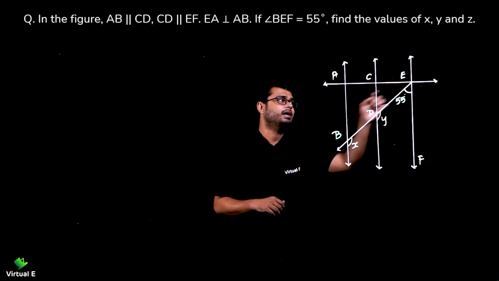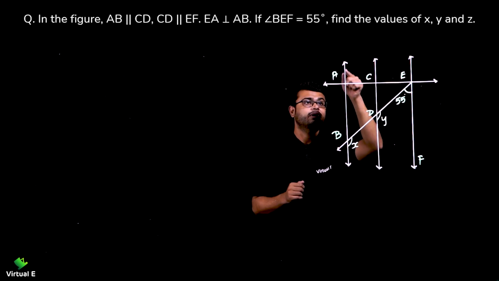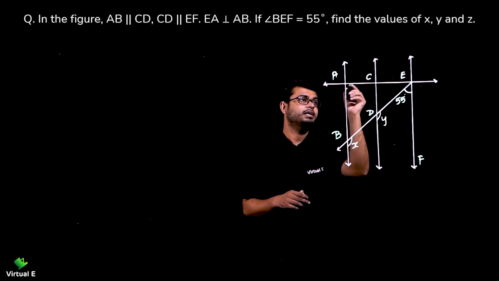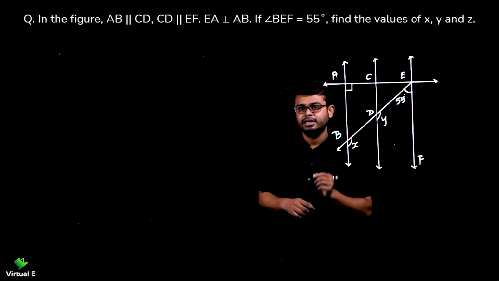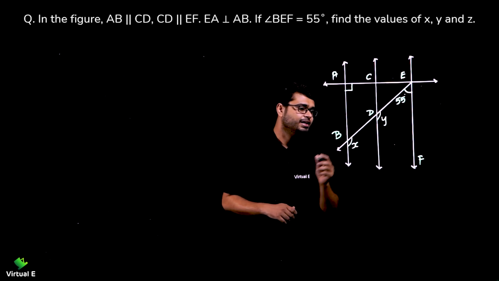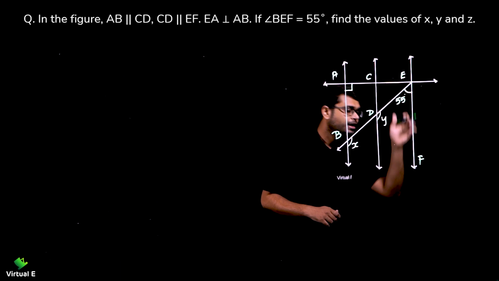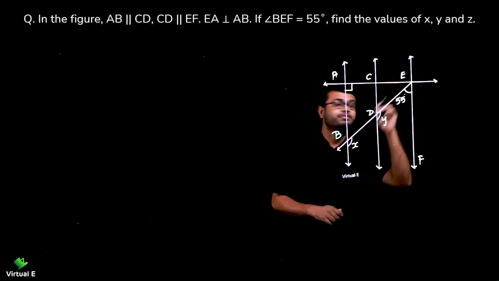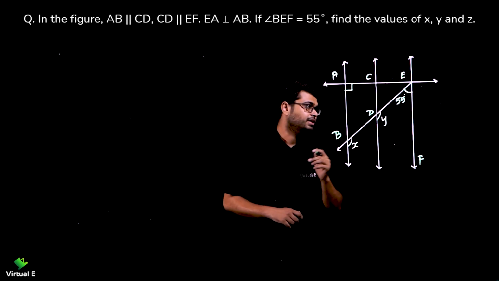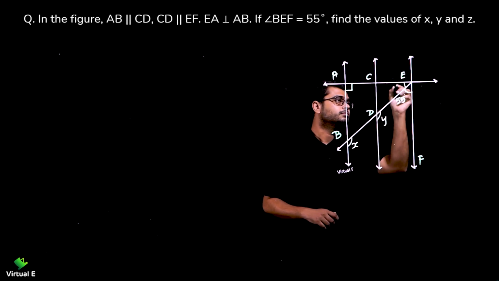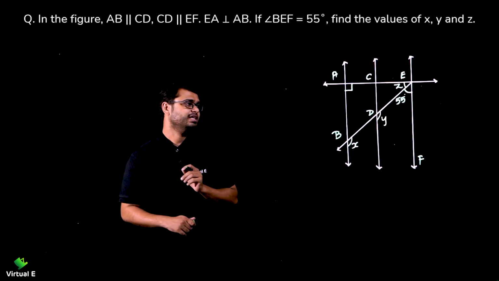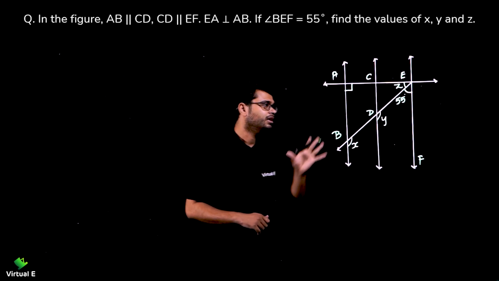And EA perpendicular AB. So this angle will be 90 degree, right? Perpendicular, it is given. If BEF is equal to 55 degree, BEF, this angle is 55 degree, find the value of X, Y and Z. So Z is here. We need to find the value of X, Y and Z, unknown values.